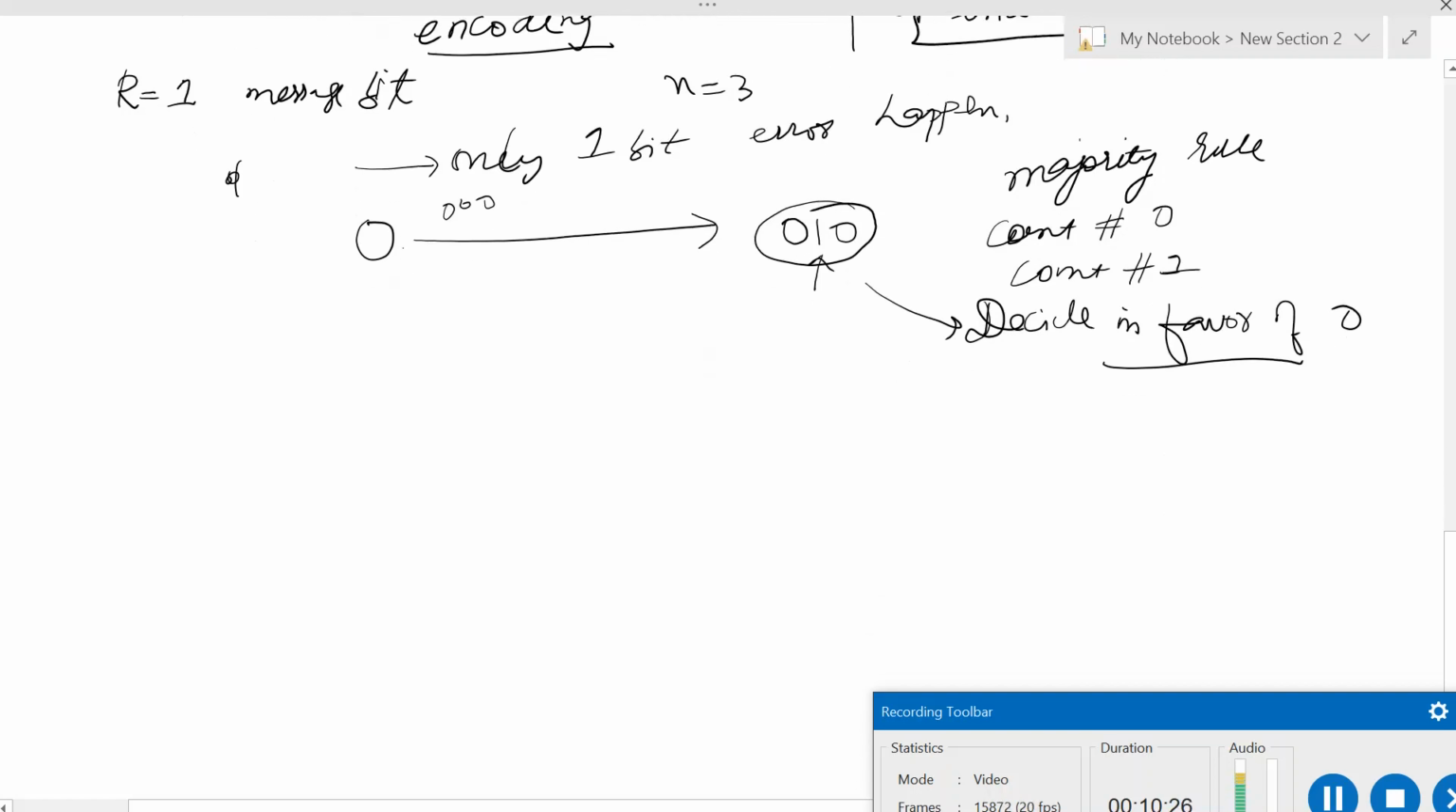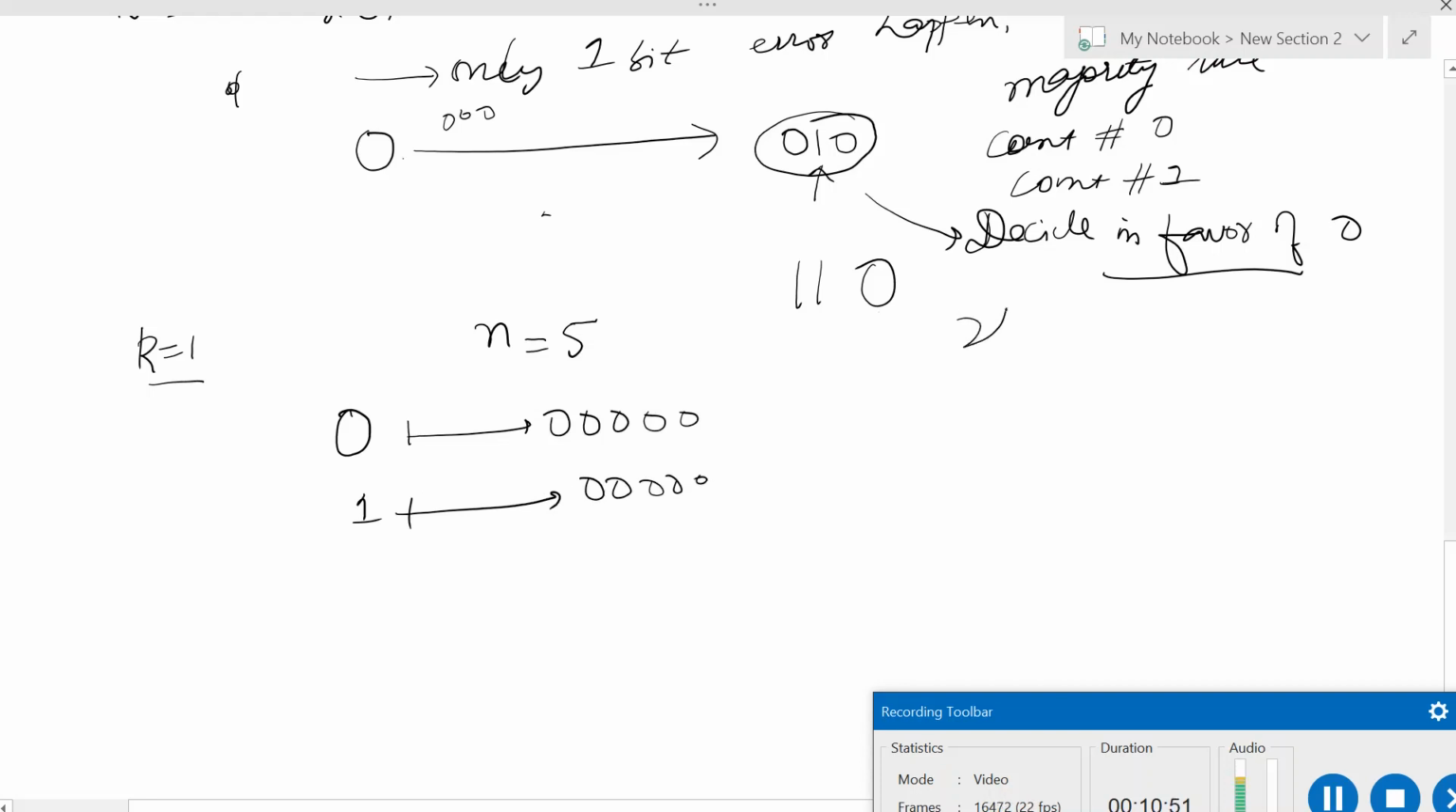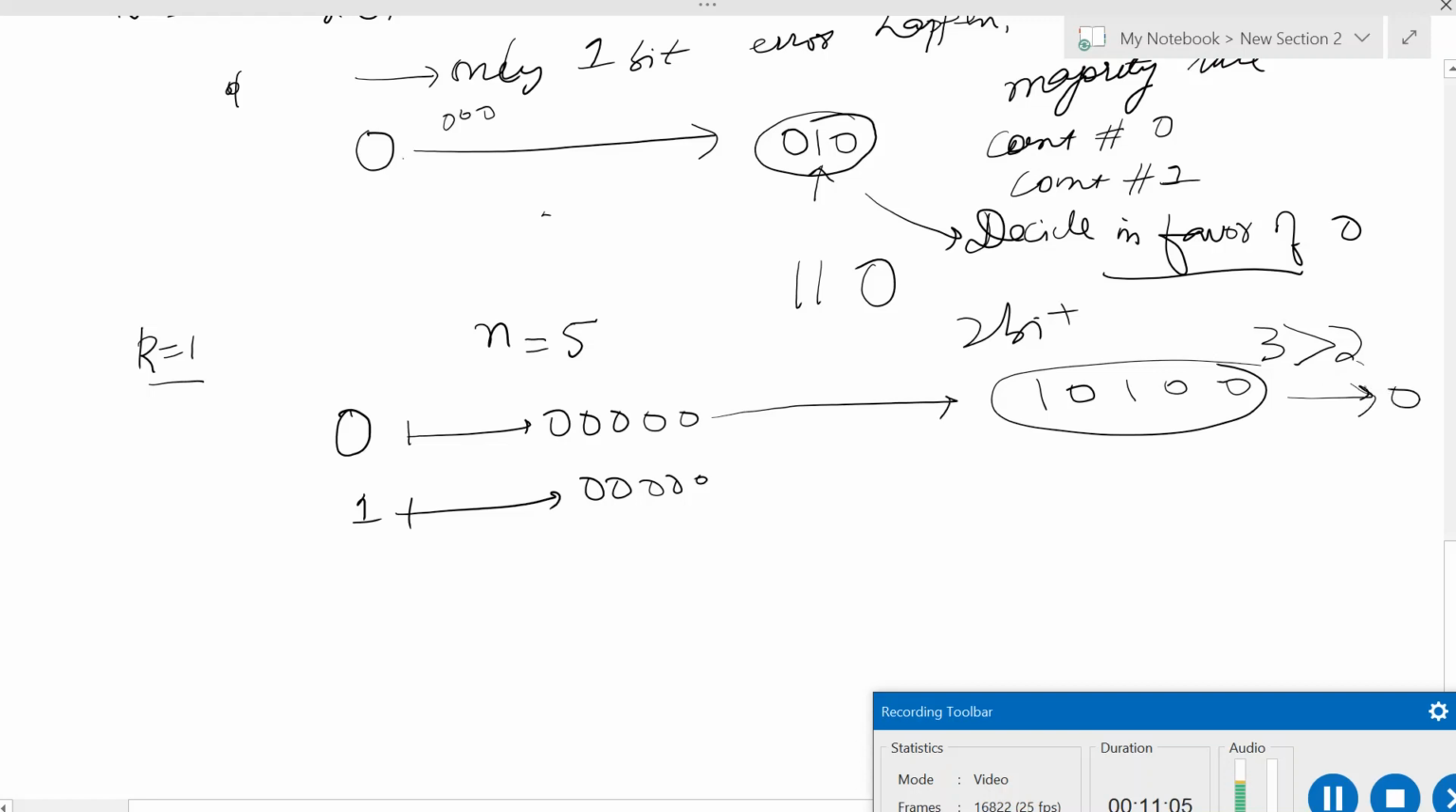Now if the channel is very bad and it changes 2 bits, then suppose we receive 1, 1, 0, the receiver will make a wrong decision. What is the solution? For one message bit take n equal to 5. Instead of 0 transmit 5 zeros, instead of 1 transmit 5 ones. Now even if there are 2-bit errors, suppose you transmitted 0 but the receiver receives 1, 0, 1, 0, 0, the number of zeros is 3, the number of ones is 2, so 3 is greater than 2, so the receiver will decide in favor of 0.